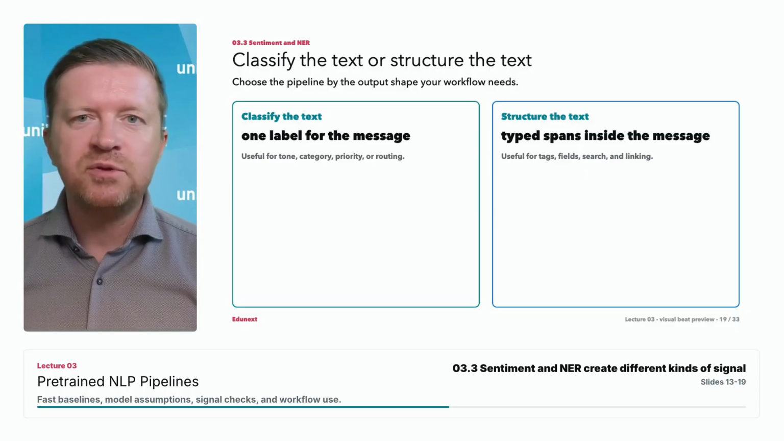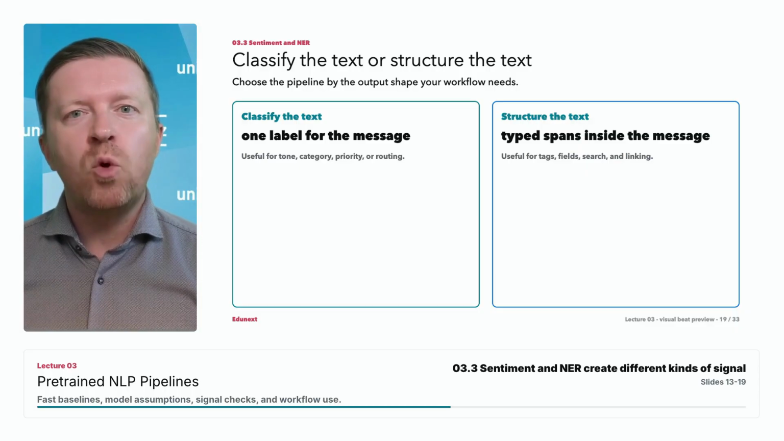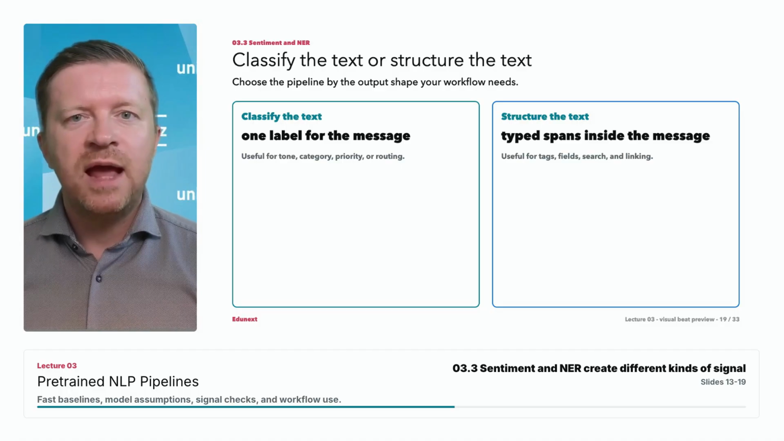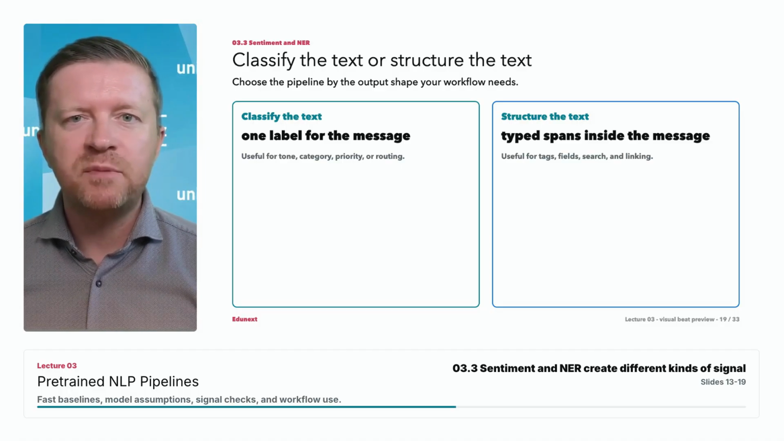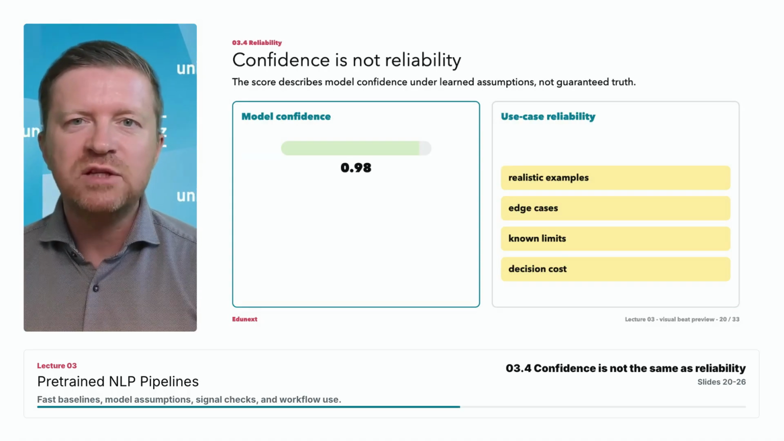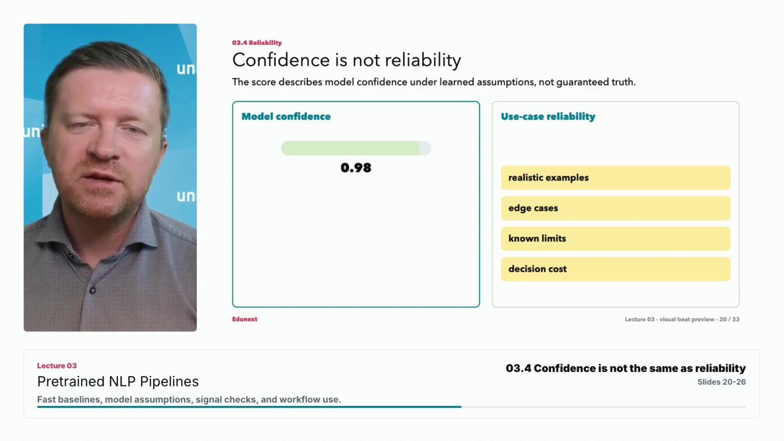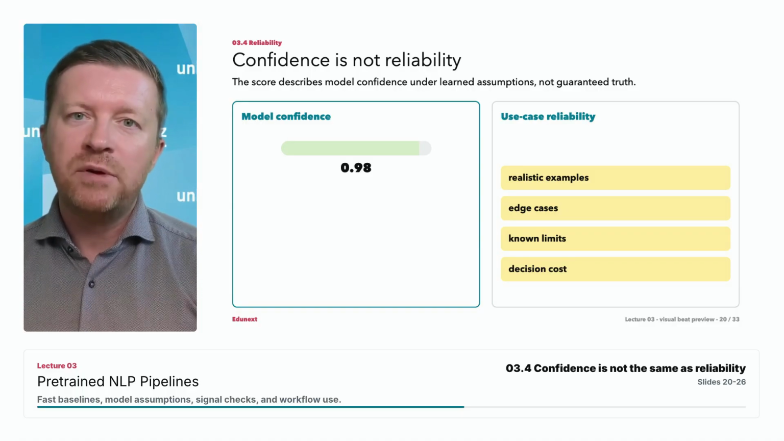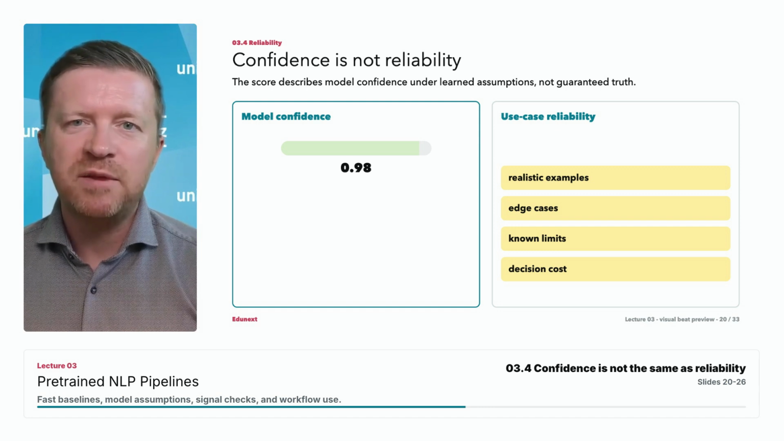So when you choose a pre-trained pipeline, do not only ask what task sounds impressive, ask what shape of output your workflow needs. A whole message label and a list of extracted spans can both be valuable, but they support different decisions. The number on the output can be misleading if we read it too quickly. A model might return a label with a confidence score of 0.98. That looks strong, but confidence is not the same as reliability.